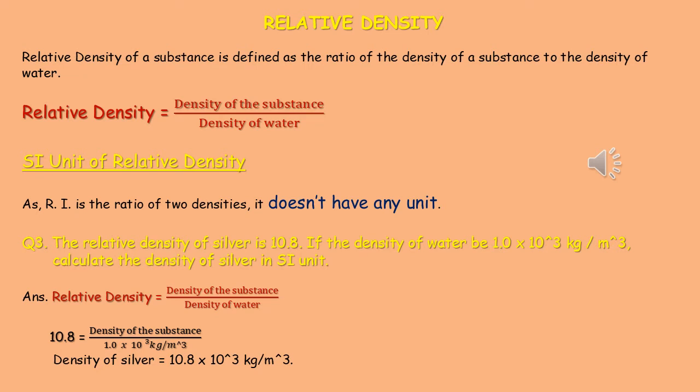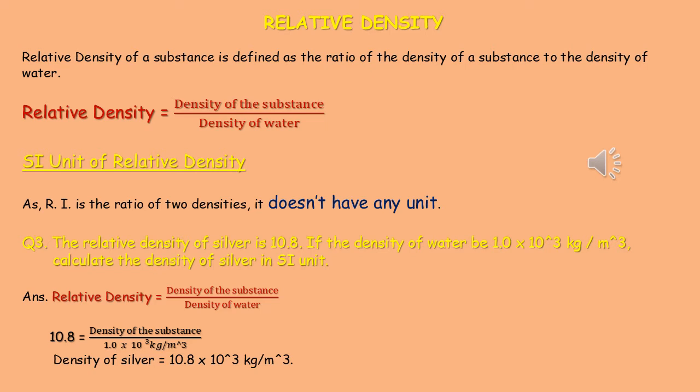Now what will be the SI unit of relative density? We can see from the formula that it is the ratio of two densities, density of substance and density of water, and both the densities have same unit kg per meter cube, which gets cancelled, and as it is a pure ratio, it does not have any unit.